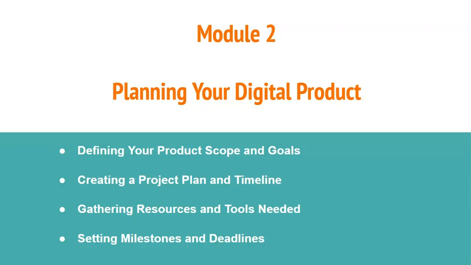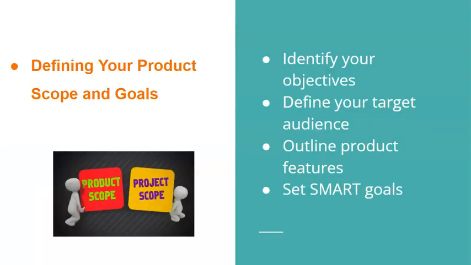Alright, so let's get started with the very first point about what we're going to cover in this class, which is defining your product scope and goals. To do this, you need to identify your objectives and define your target audience, outline your product features, and then set SMART goals. The first step in planning your digital product is to clearly define your scope and goals. This will provide a roadmap for your project and ensure you stay focused throughout the creation process.